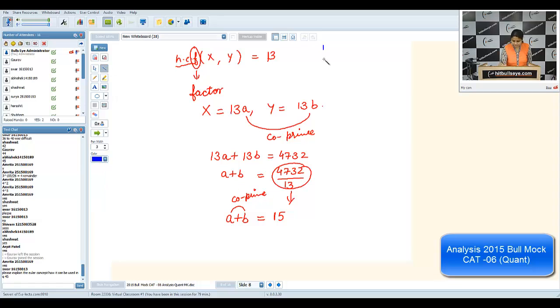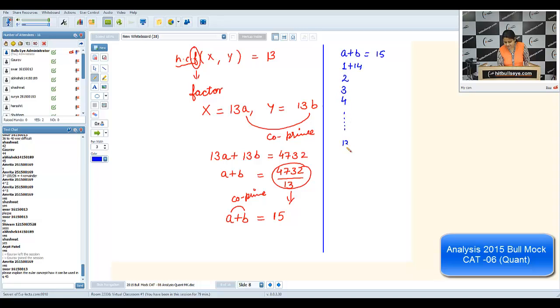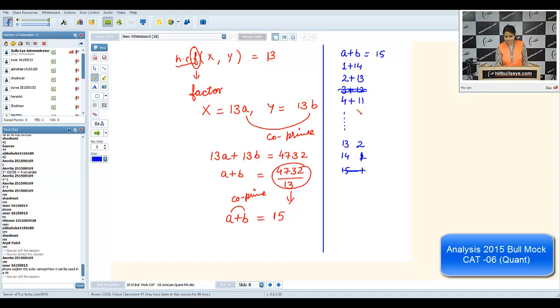See what is the thing now. See, it says A plus B is equal to 15. Now it can be 1 plus 14. It can be 2 and 13, 3 and 12, 4 and 11, and so on. Now A and B should be co-prime to each other. That's why this is not allowed. 3 plus 12 is not allowed.